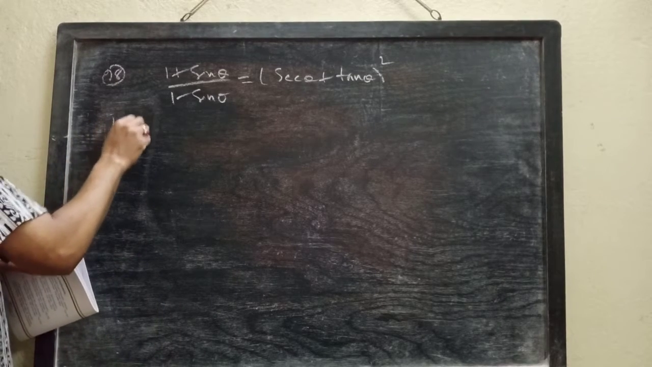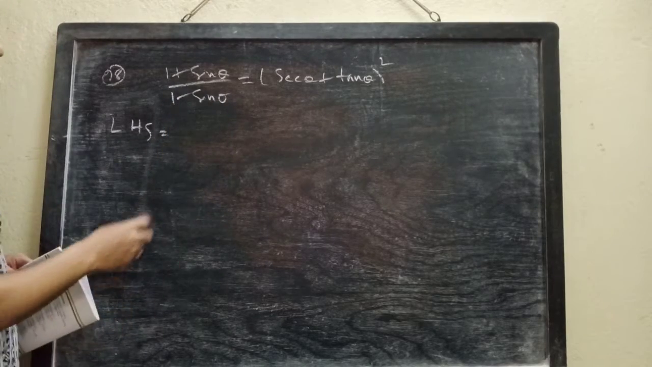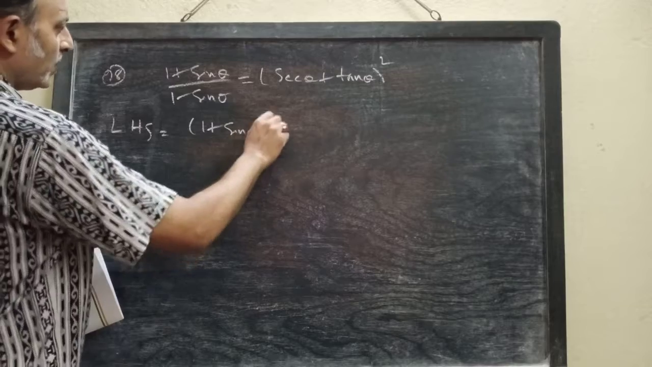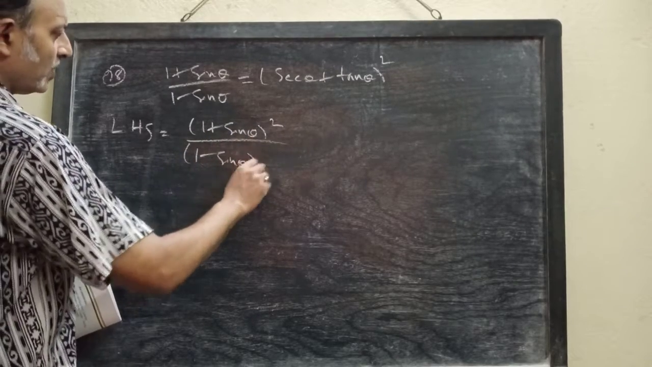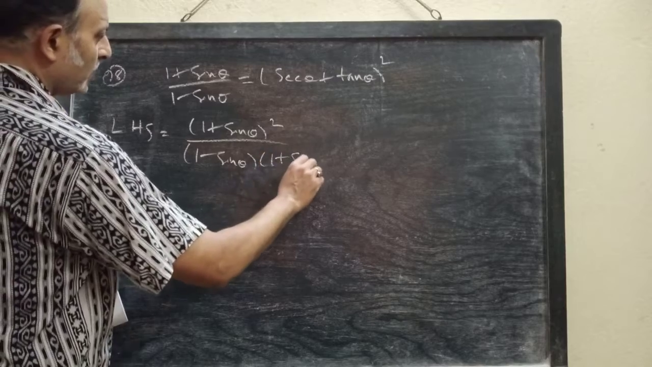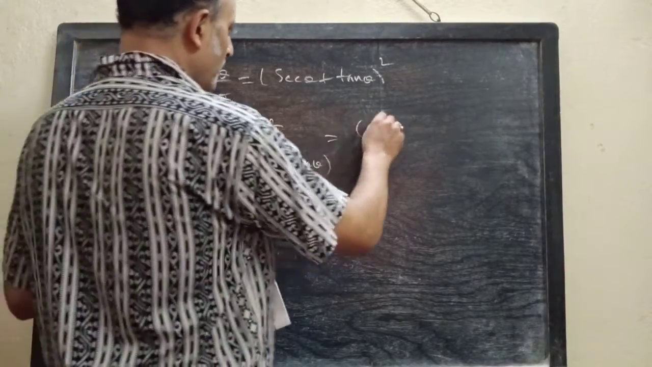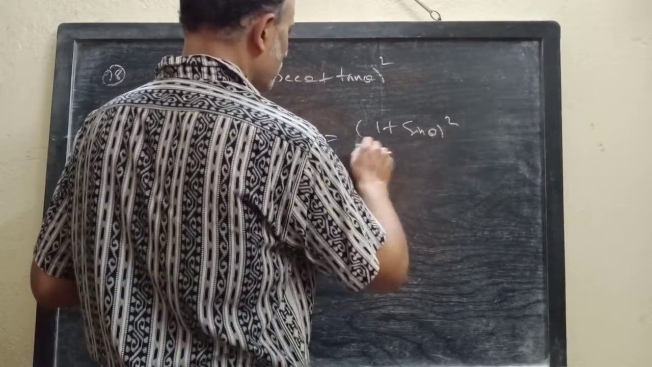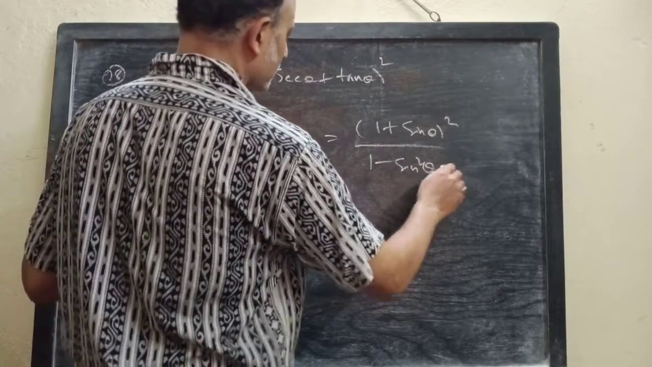LHS is this. Multiply both n and d by 1 plus sin theta. You get 1 plus sin theta whole square. In the denominator you get 1 minus sin theta into 1 plus sin theta. Now numerator keep the same, 1 plus sin theta whole square. In the denominator it becomes 1 minus sin square theta.